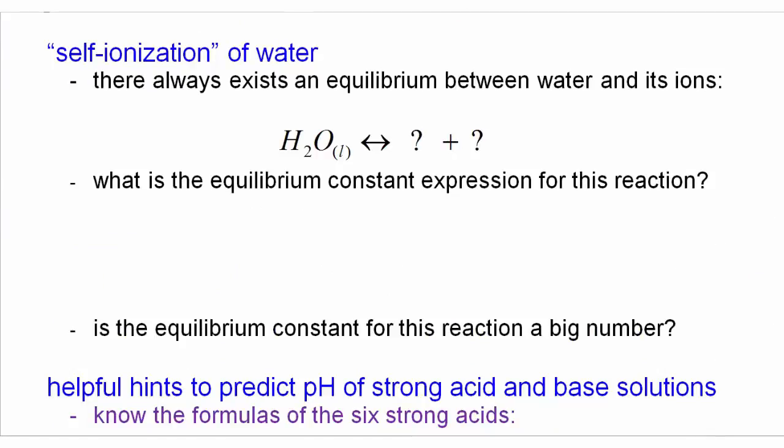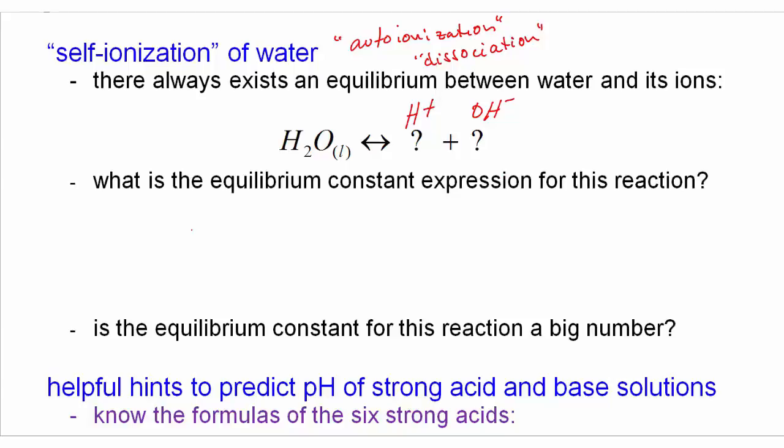Self-ionization, it's also called auto-ionization. It's also called dissociation. These are all the same words for water falling apart, right? The self-ionization of water. Water can dissociate to hydrogen ions and hydroxide.